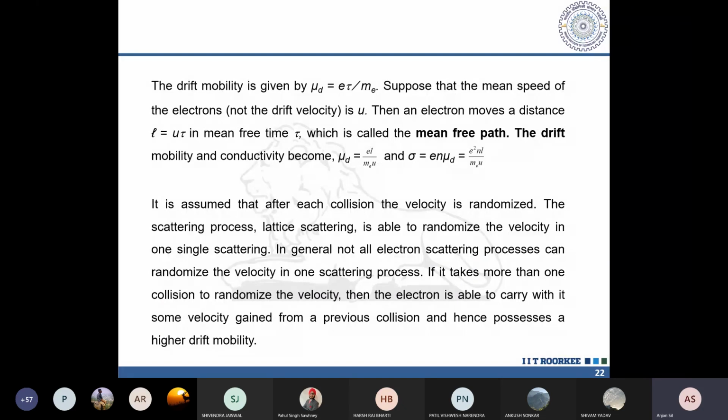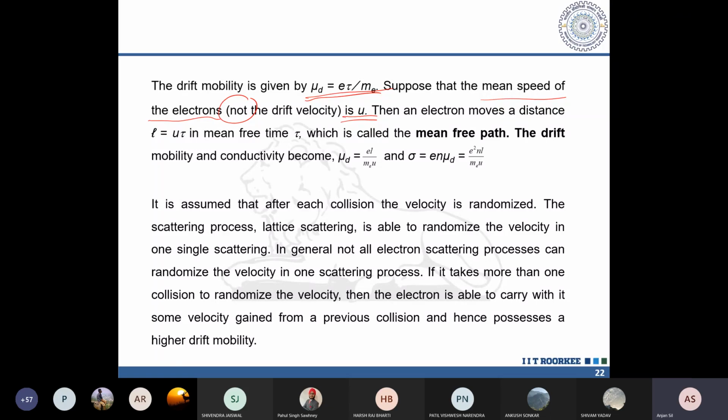Now you see the basic definition of the drift mobility. Again I place here mu d is equal to this. Suppose that the mean speed of the electrons, not the drift, mind it, not the drift, is u. u is the mean speed of the electron. The electron is moving in a natural way because of its movement.